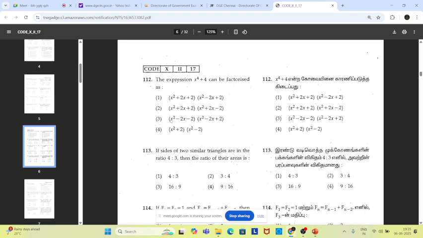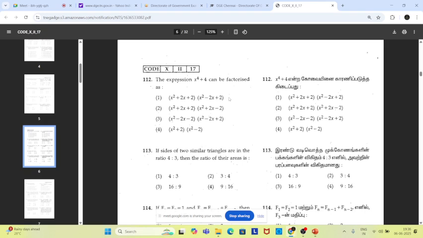Go to option 3. Here x square into x square, x power 4 has come. Minus 2 into plus 2, again here you will get minus 4, but we have to get plus 4. So the third is also not the right option. In this case, x square into x square is x power 4. Plus 2 into minus 2, you will get minus 4, whereas we have to get plus 4. The only option where you get plus 4 is the first option. So that is the answer.